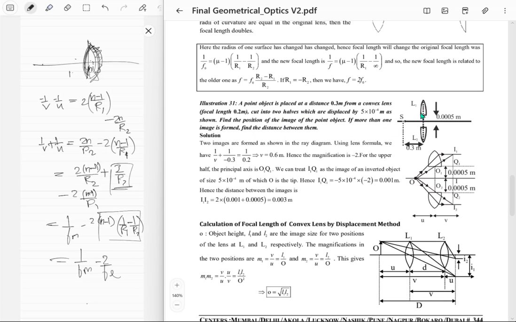Why would there be more than one image? It's the same lens, just a bit of it is removed or cut and separated, whatever. 2 images are formed as one. What? What are you doing? Object is placed at a distance 0.3 from a convex lens. Oh, okay. In the y coordinates.